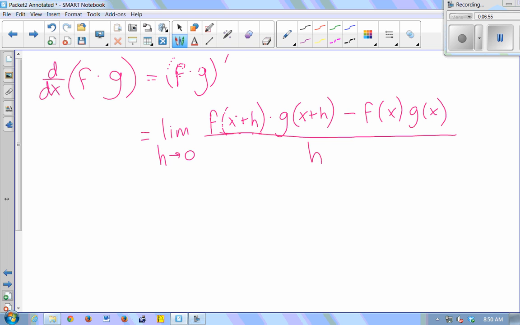Okay, so it doesn't get me very far. What I would really like to be able to do is I've got an f of x plus h and a minus f of x. If I could somehow have those together over the h, what would that be? F of x plus h minus f of x all over h.